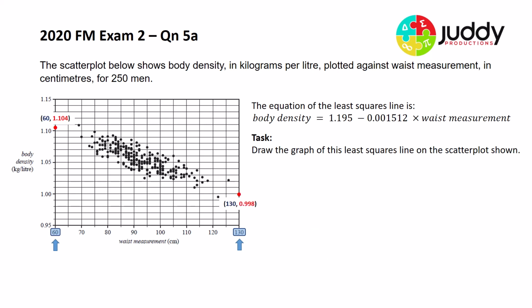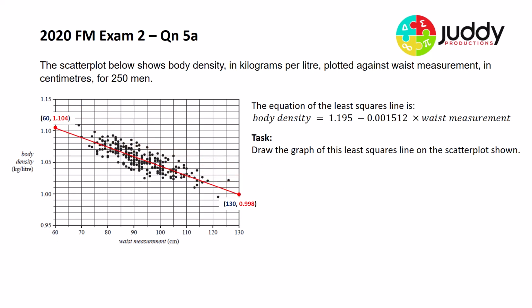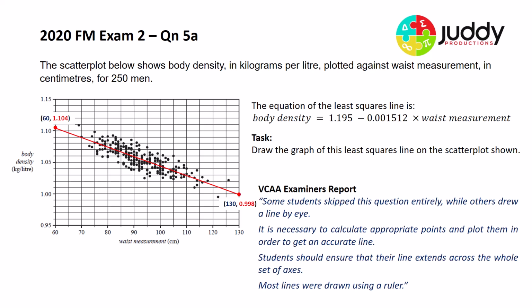Next step, quite simply, is you take a ruler and you draw a line between the two and your task is finished. So some feedback from the VCAA examiners. They said that some students skipped this question entirely while others drew a line by eye.